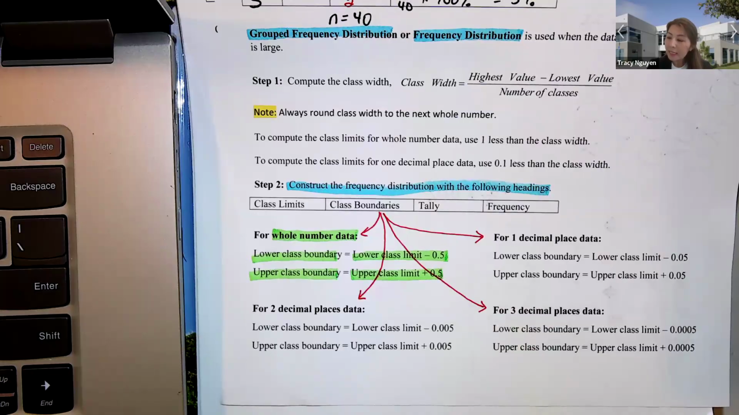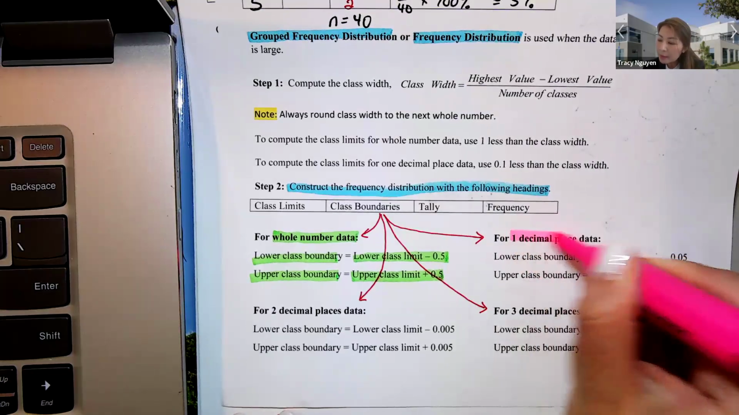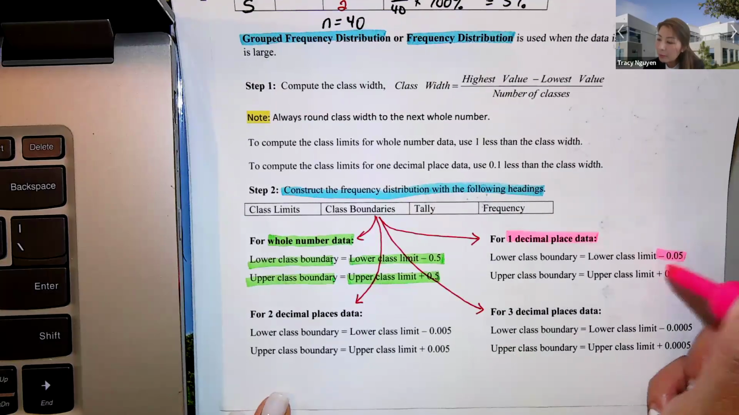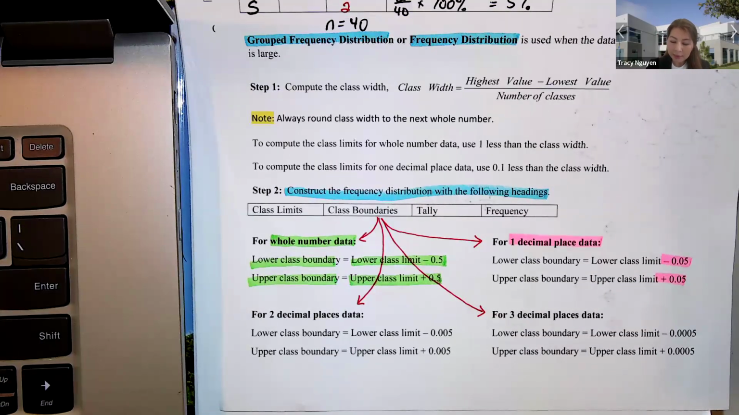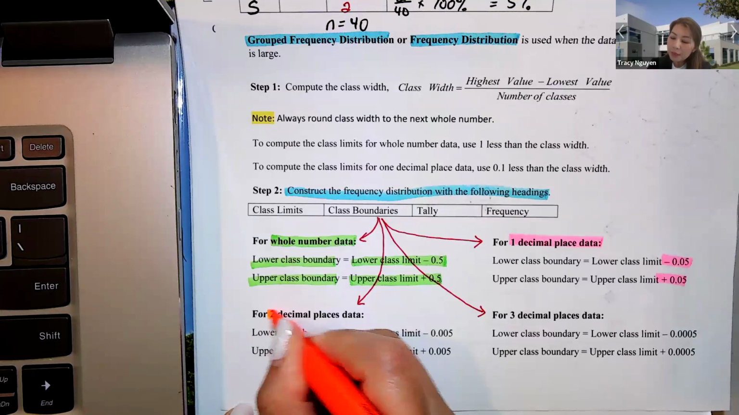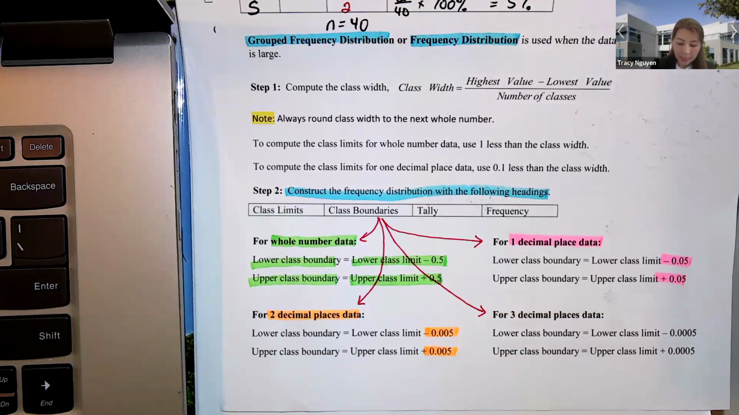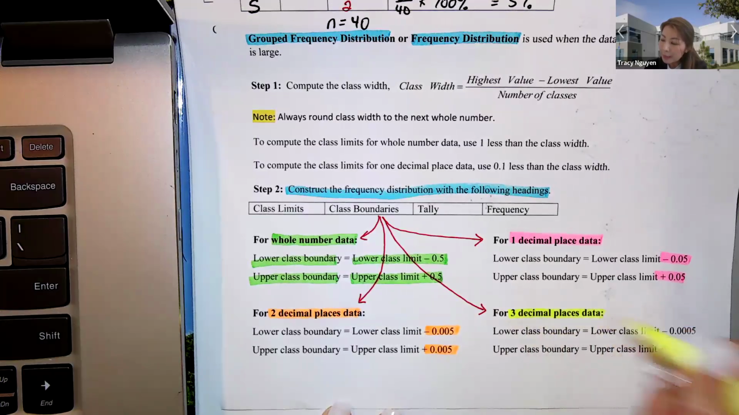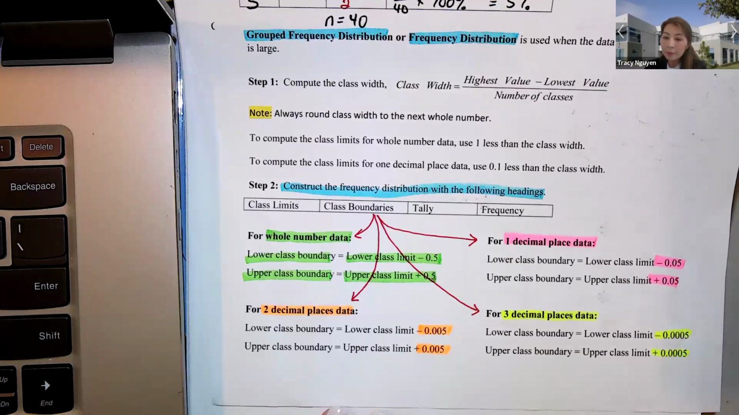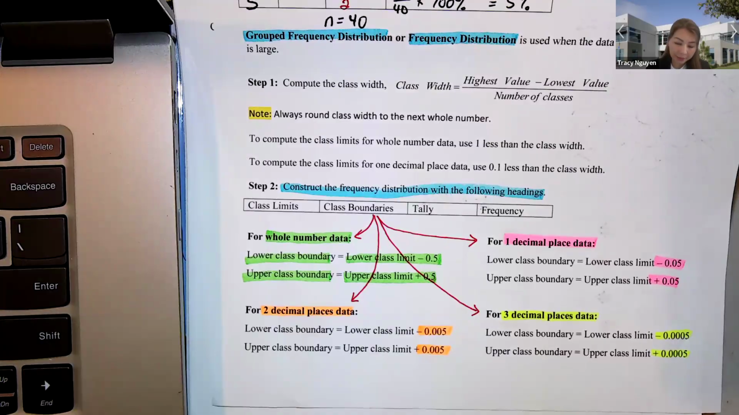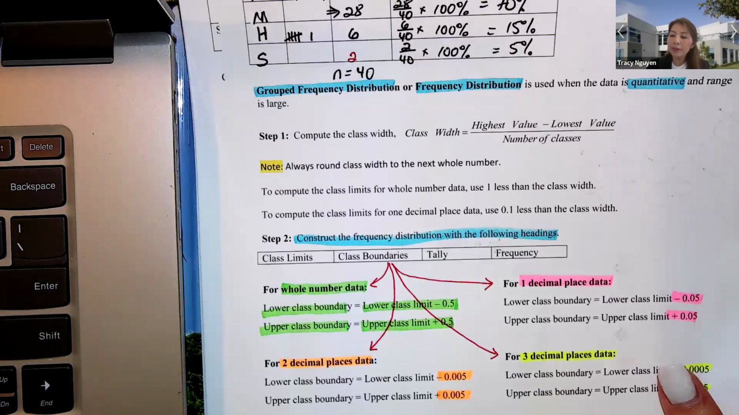For 1 decimal place data, you still do minus and plus, but you're going to do it in terms of 0.05. Okay, that's how you do class boundaries. Let me go through all four, and then when I get to an example, I'll show you how to do it. For 2 decimal places data, you're going to do plus or minus 0.005, and for 3 decimal places data, to find the class boundaries, you're going to do plus or minus 0.0005.